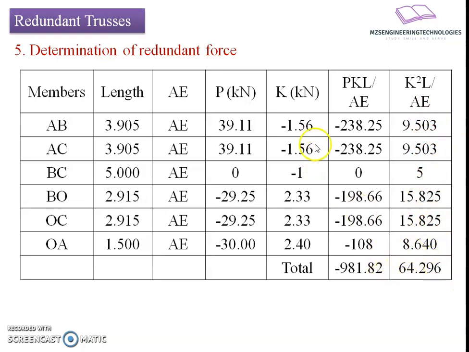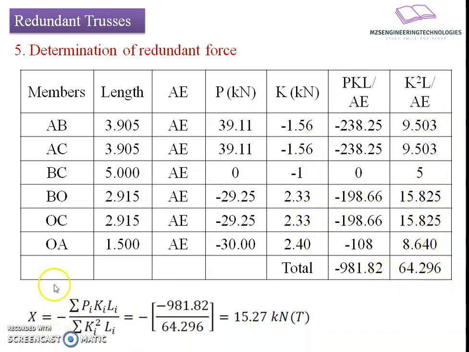Then after doing this, I have put this in a relation minus summation of Pi Ki Li divided by summation of K square Li, which results into a value as minus 981.82 divided by 64.26, resulting 15.27. Negative becomes positive. This means the redundant force is 15.27.